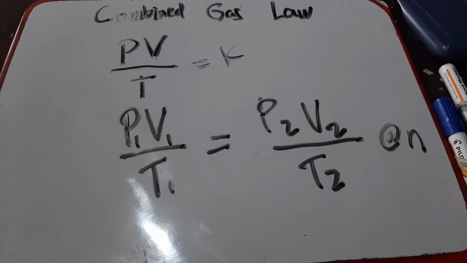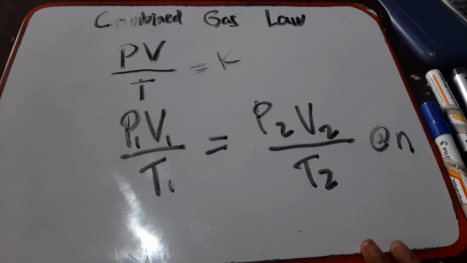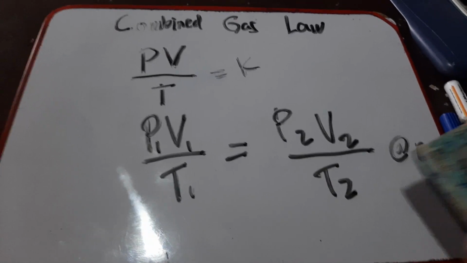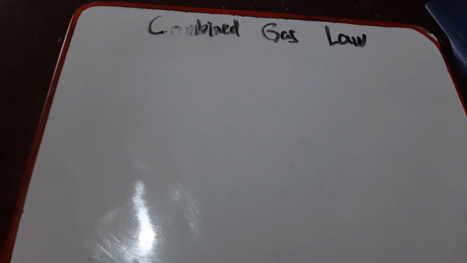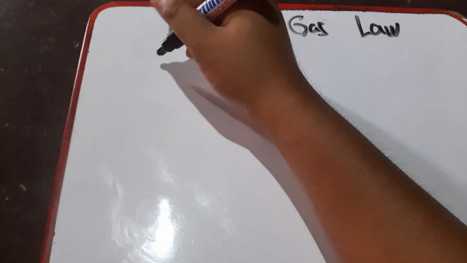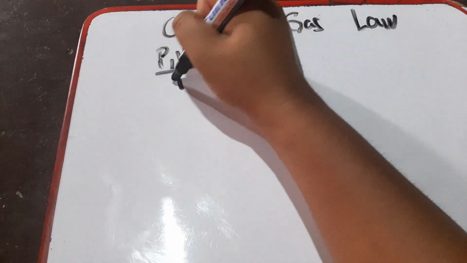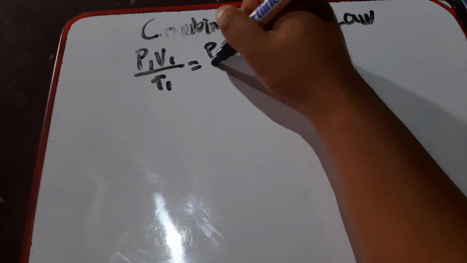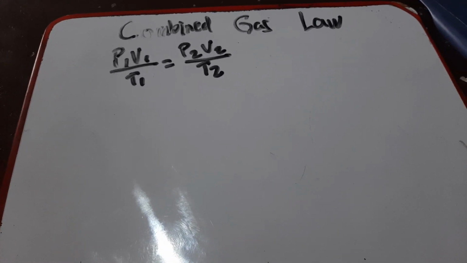That's why I'm getting excited. But before we proceed any further, of course, we will try to use this one in an example. The formula for the combined gas laws is simply the mixture, no? The combination of the three different laws, that's P1 V1 over T1 is equal to P2 V2 over T2.